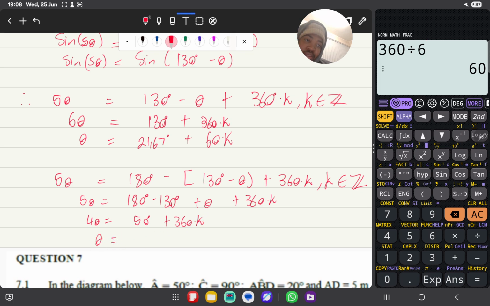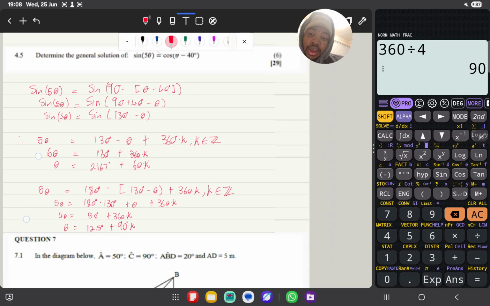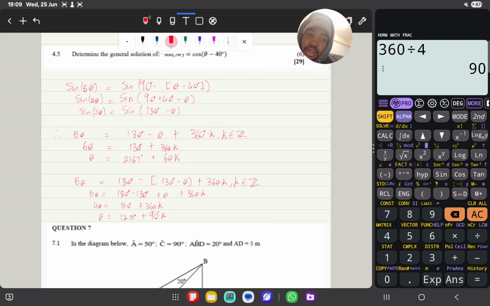Theta equals 50 divided by 4, that is 12.5 degrees, plus 360 divided by 4, that is 90 degrees multiplied by k, and you are done with the solution. You have your 6 marks, and overall you have your 29 marks, and you are done. All right, so this is how you do this question.